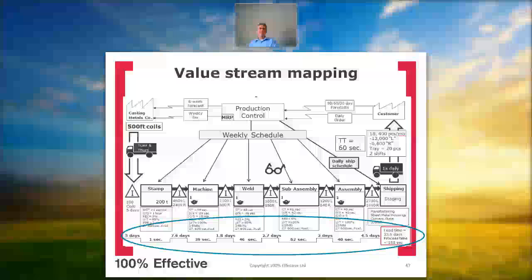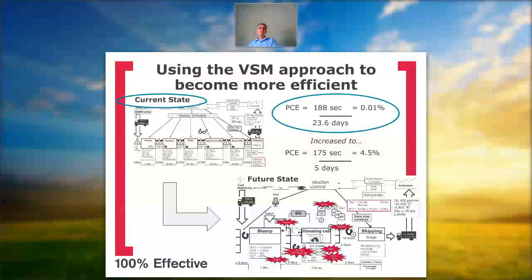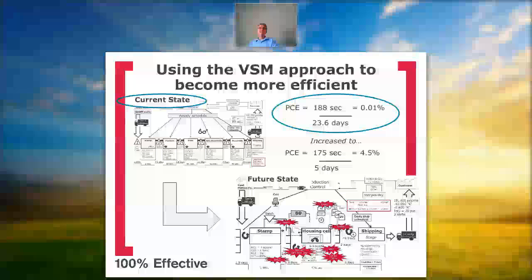This example is of course a manufacturing example, but this value stream mapping works extremely well in the office as well. Now, value stream maps always come in pairs. What we have is the current state, top left, which is a description of the as-is state. And we can see here that the process cycle efficiency, which is 188 seconds divided by 23.6 days, is a very small number indeed, 0.01%.